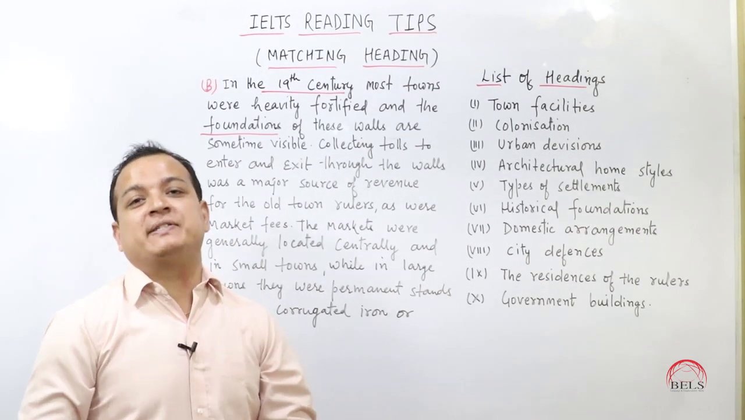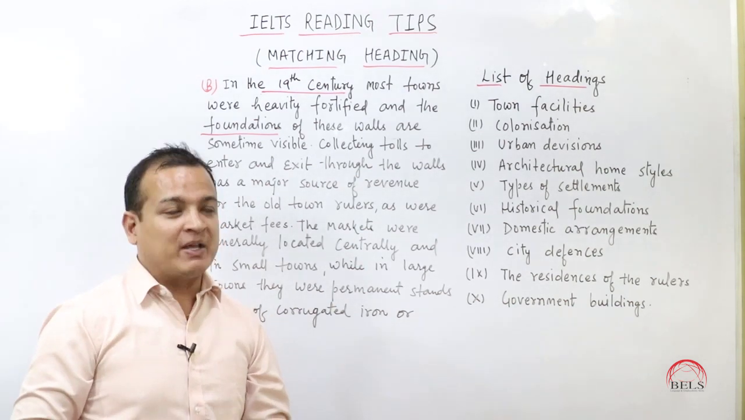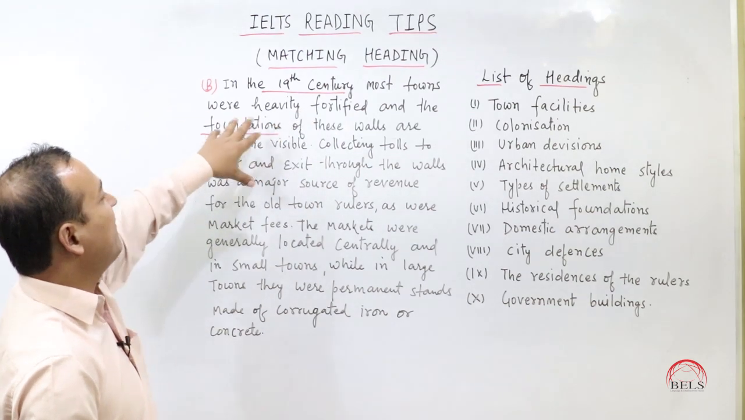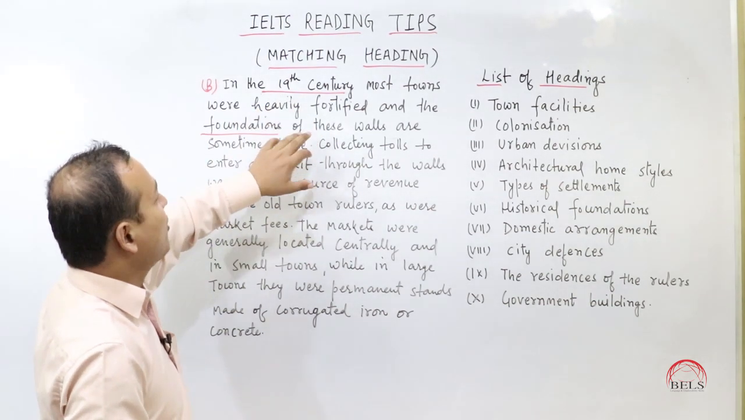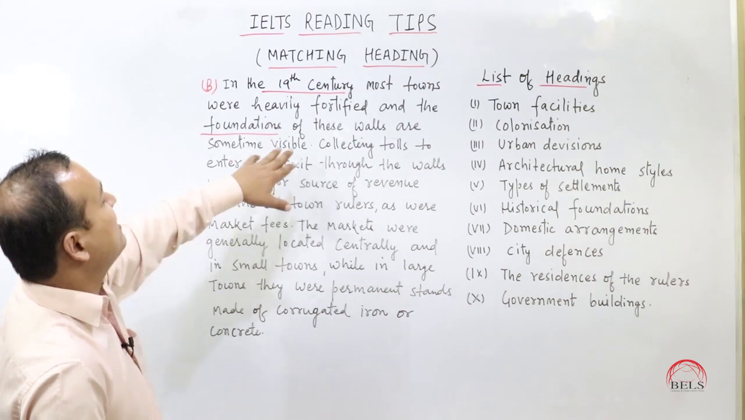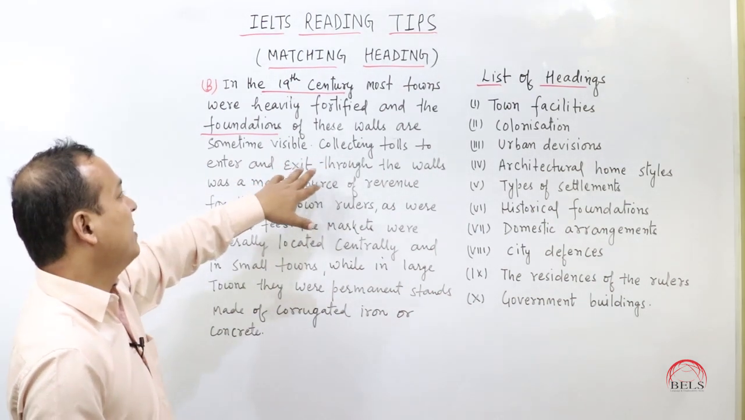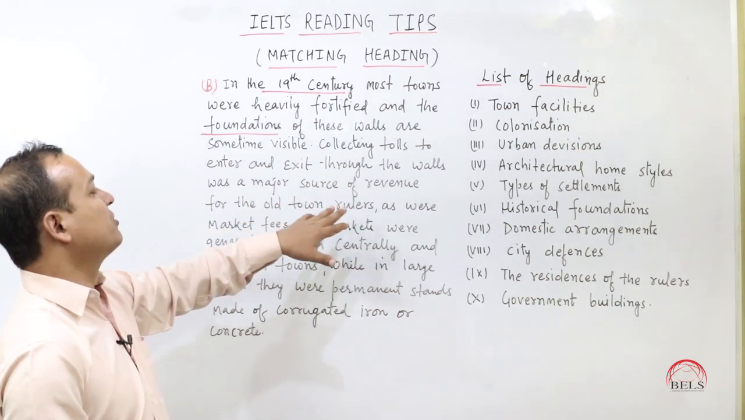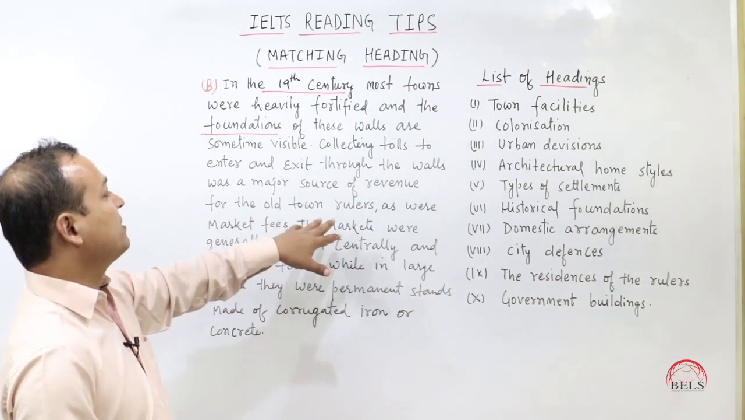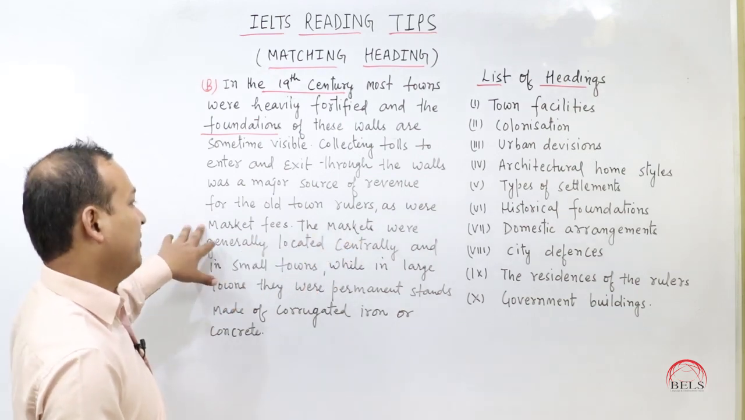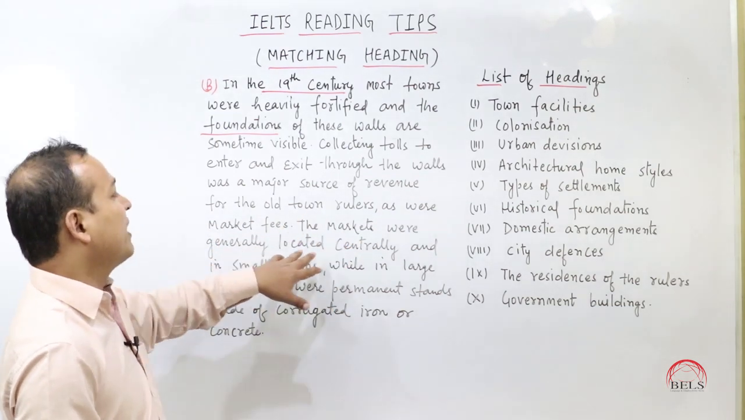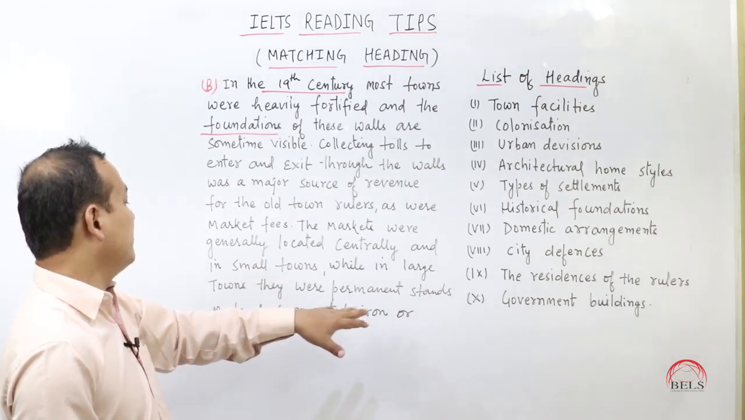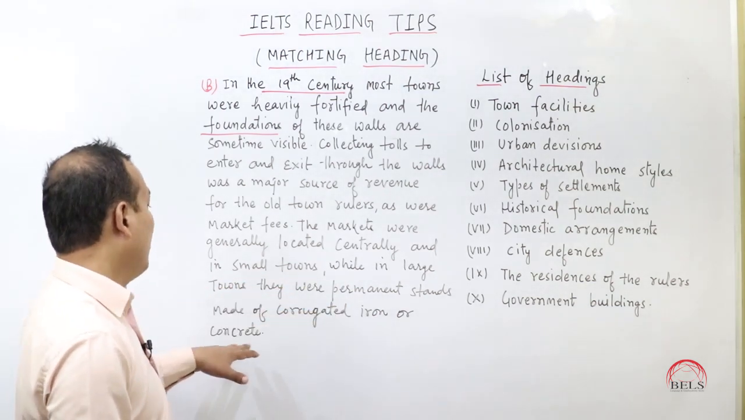Let's discuss one more example based on all the tricks. Here is the paragraph. In the 19th century, most towns were heavily fortified and the foundations of these walls are sometimes visible. Collecting tolls to enter and exit through the walls was a major source of revenue for the old town rulers, as were market fees. The markets were generally located centrally and in small towns, while in the large towns they were permanent stands made of corrugated iron or concrete.